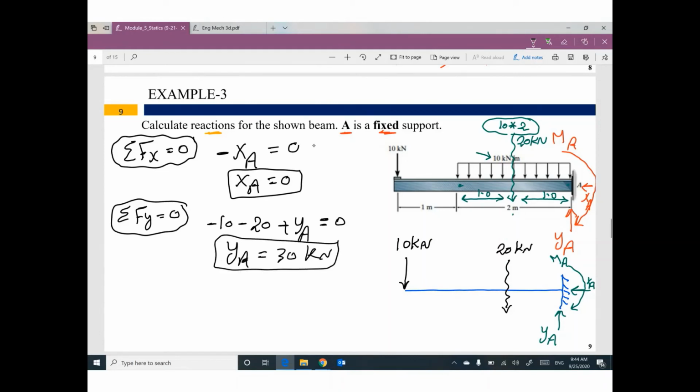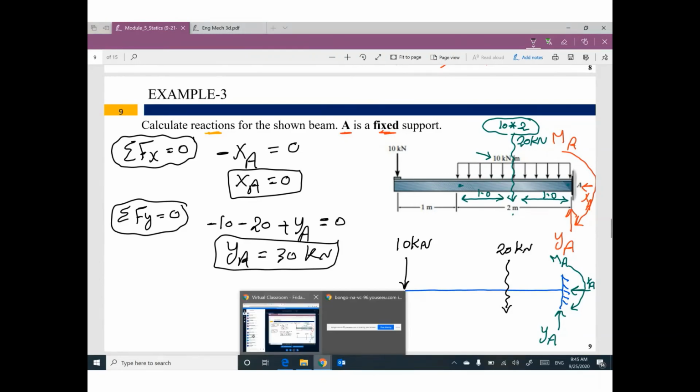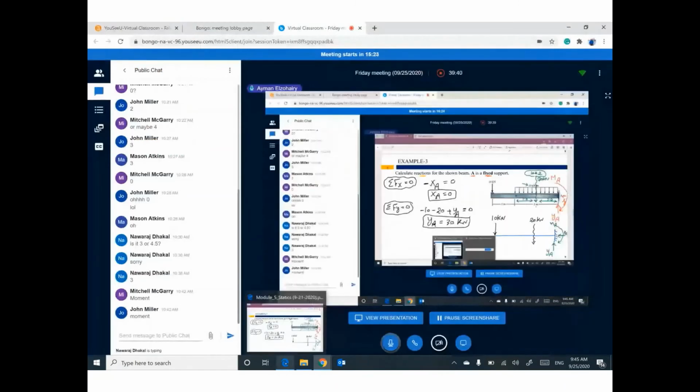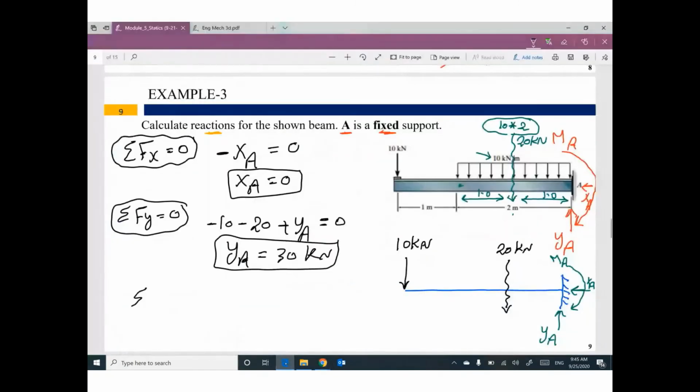Keep going. And I have a question, and if you answer this question, I will give you an extra 3 points. So please pay attention. What is the third equilibrium equation? Moment. Okay, so summation of moment at any point equals 0.